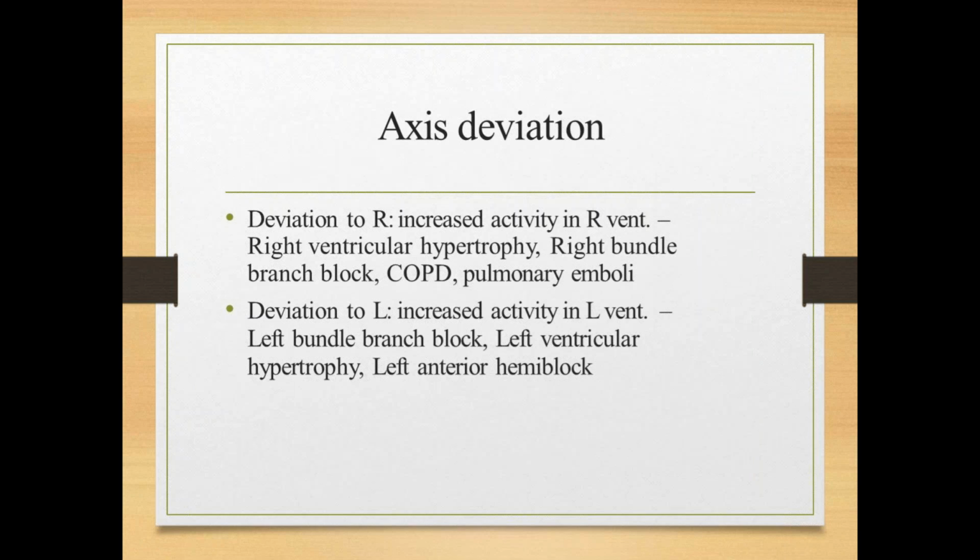Right axis deviation depicts increased activity in the right ventricle, like right ventricular hypertrophy, right bundle branch block, COPD, or pulmonary emboli. If there's a left axis deviation, there is increased activity in the left ventricle, like a left bundle branch block, left ventricular hypertrophy seen in hypertension, or left anterior hemiblock.